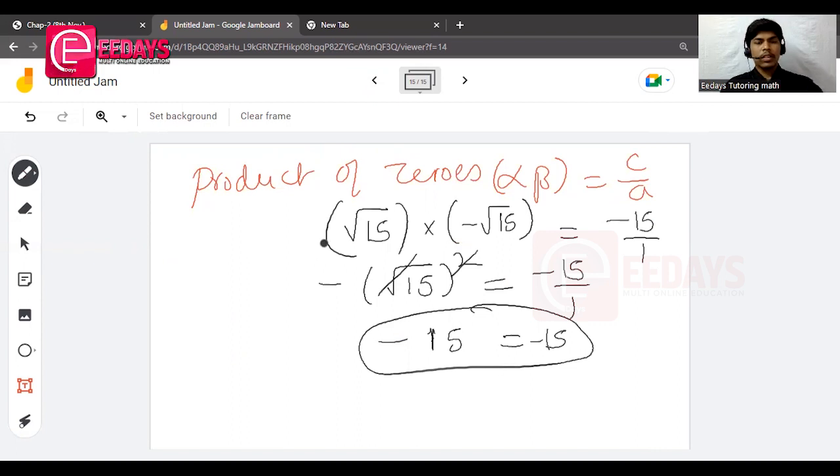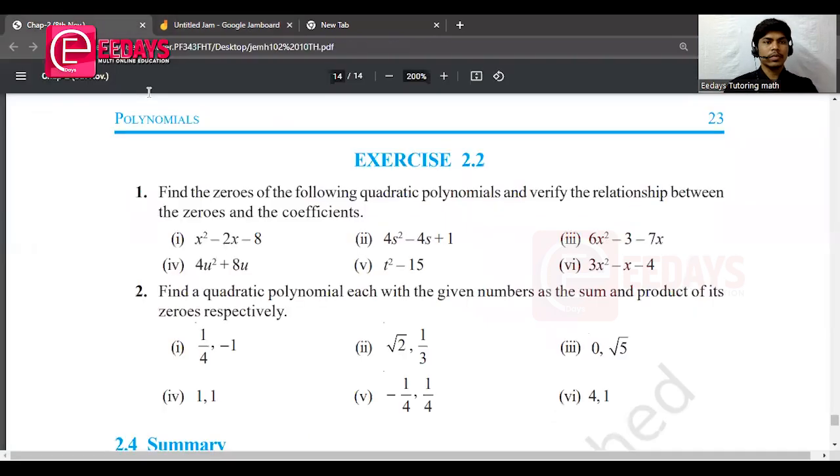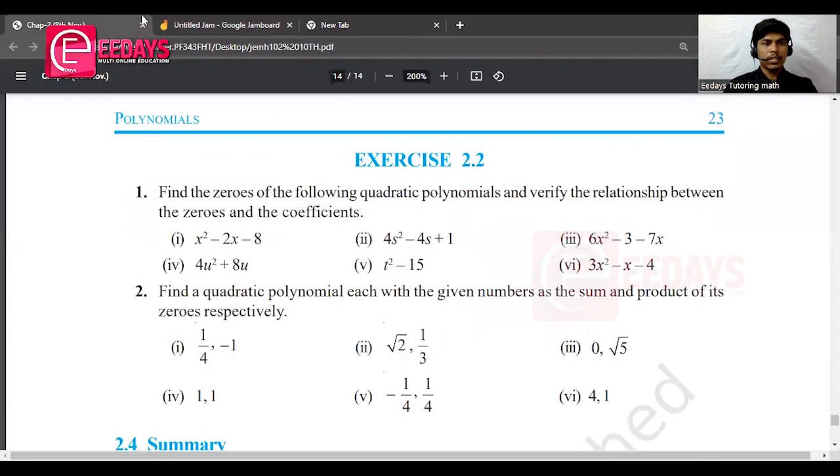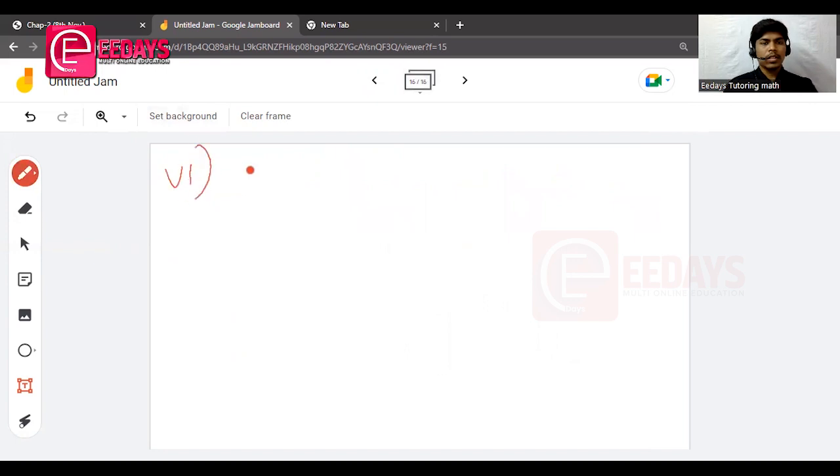Let's move on to the next question. Again, three terms are given: 3x square minus x minus 4. This is the sixth one, right? If you practice more questions, the process becomes easy. That's why I'm not able to do all these sums.